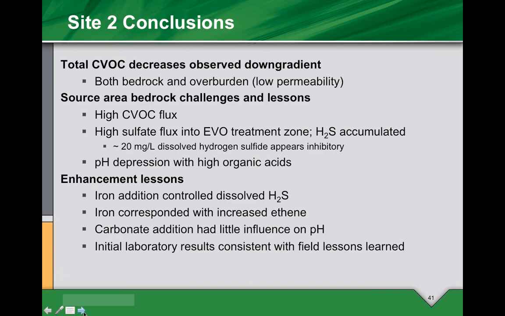And that includes injecting iron, and we've learned that injecting a soluble iron source coupled with a mineral source of iron was effective at controlling hydrogen sulfide, and that was associated with increasing ethene concentrations. The carbonate addition had little effect on the pH, so we'll be continuing to look at other approaches to improve the pH at this site. And again, the initial laboratory results are consistent with what we've learned from the field.